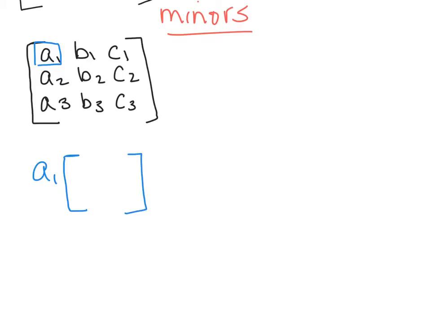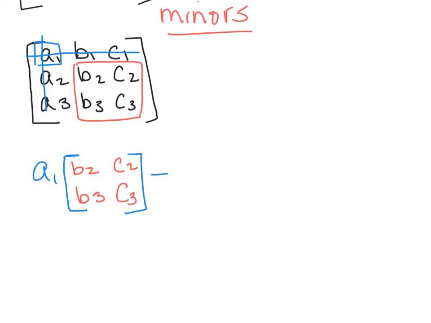And how we find out the 2 by 2 is we cross out the column and the row that the A1 element is in, and then the 2 by 2 matrix that we have left over is going to be used to find our determinant here.